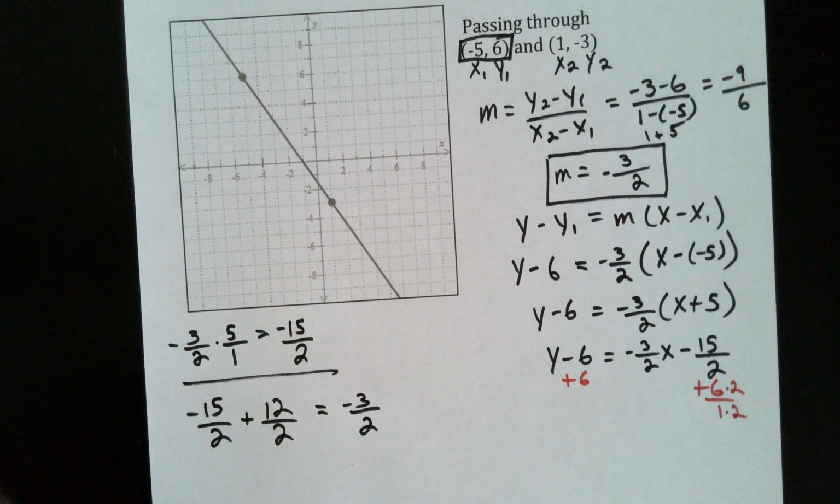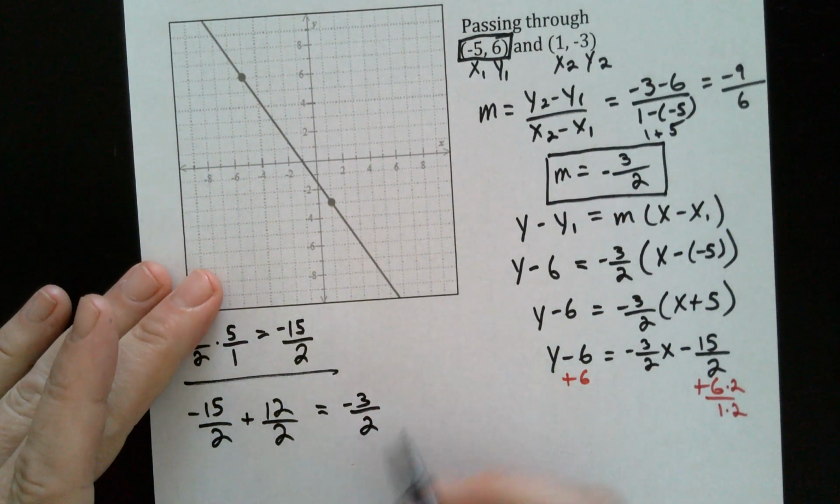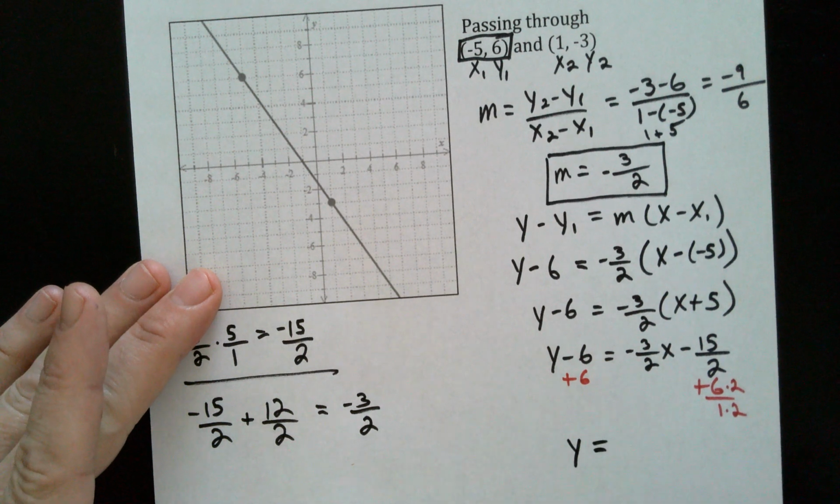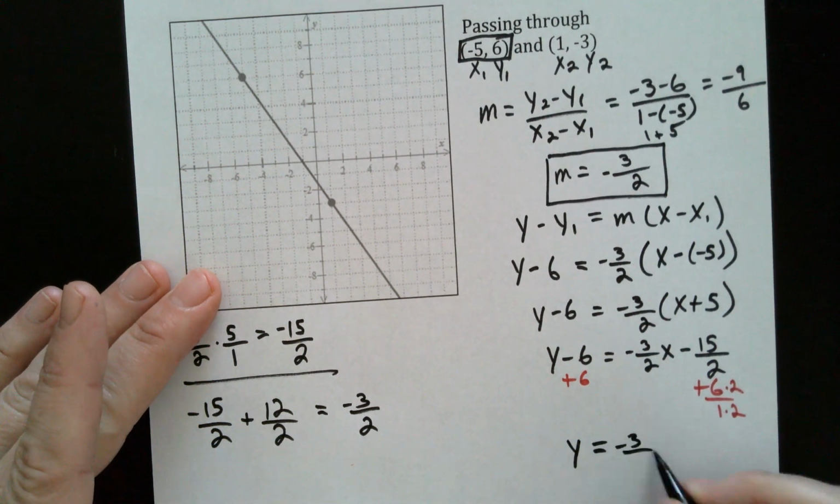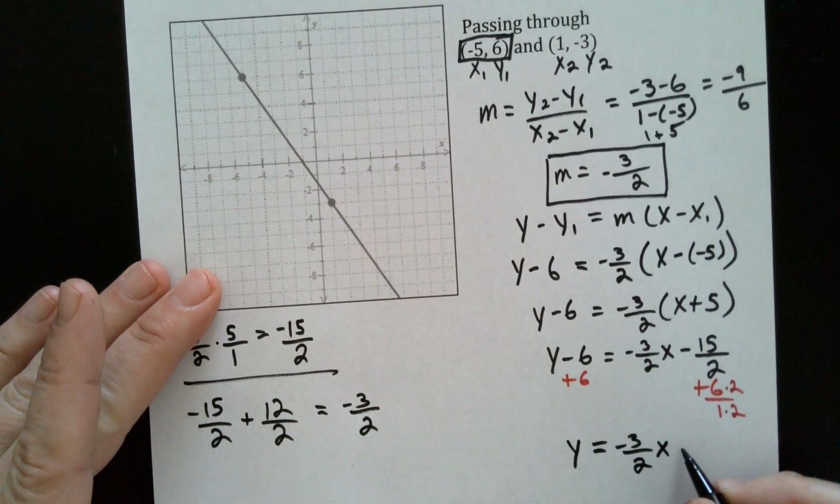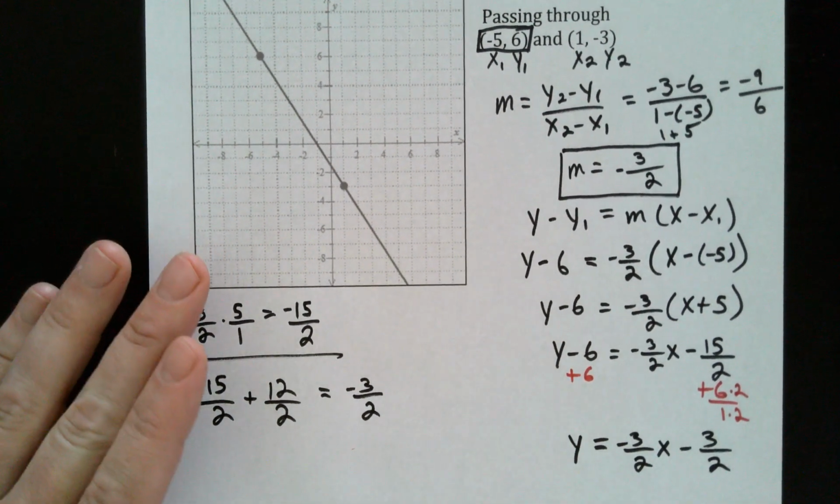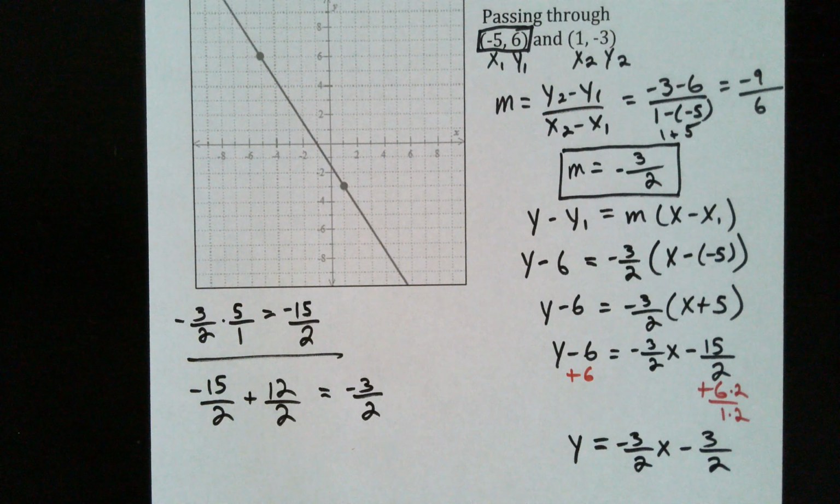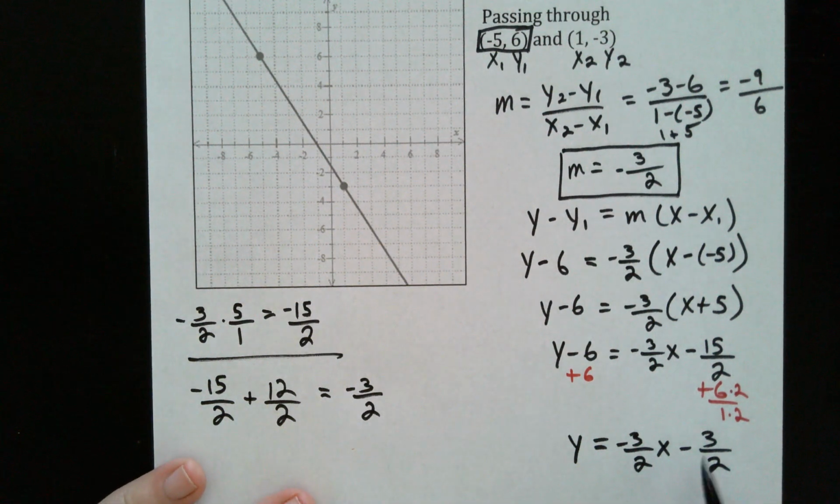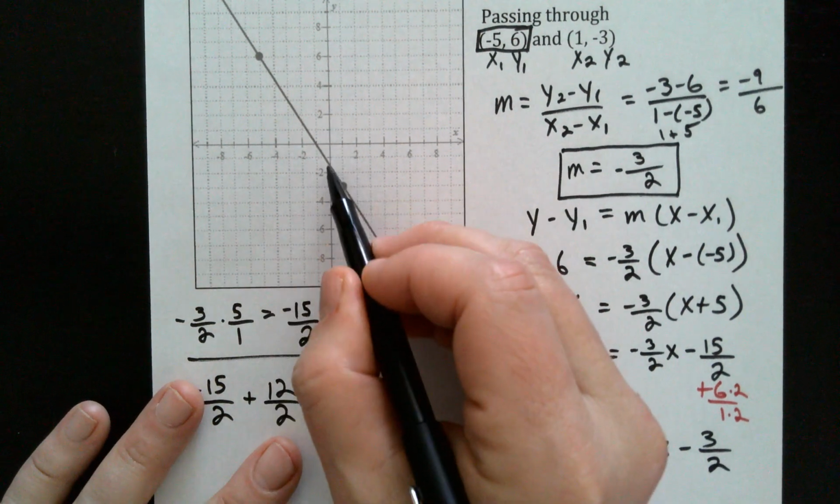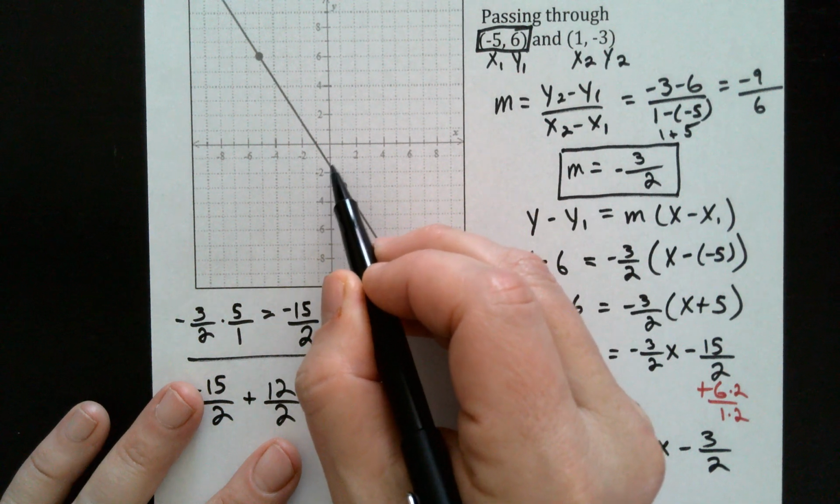Okay, so our final answer, because that's all we were trying to do, is get this 6 over here, right? So now we have y by itself as we wanted. Negative 3 over 2x minus 3 over 2. Okay, let's go ahead and check our work real quick. It says here that I'm going to cross the y-axis. My y-intercept is negative 3 over 2. That's negative 1.5, right? So let's see if I cross. Yeah, that looks like negative 1.5 right there.